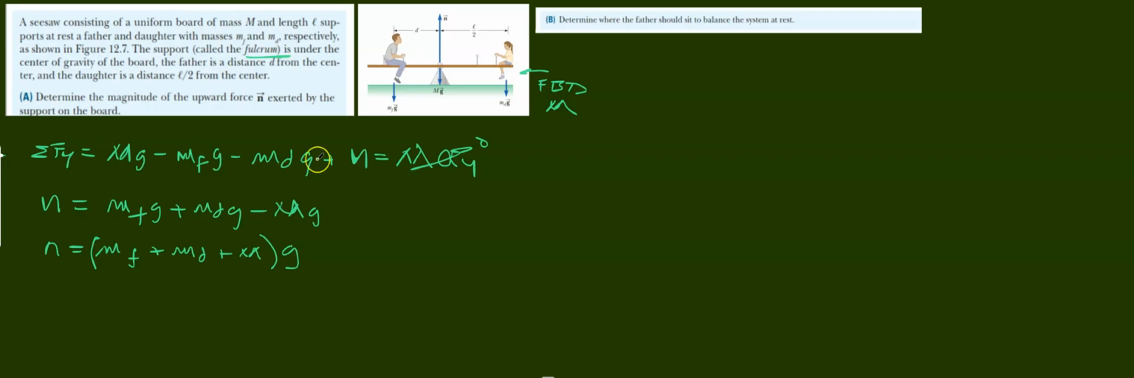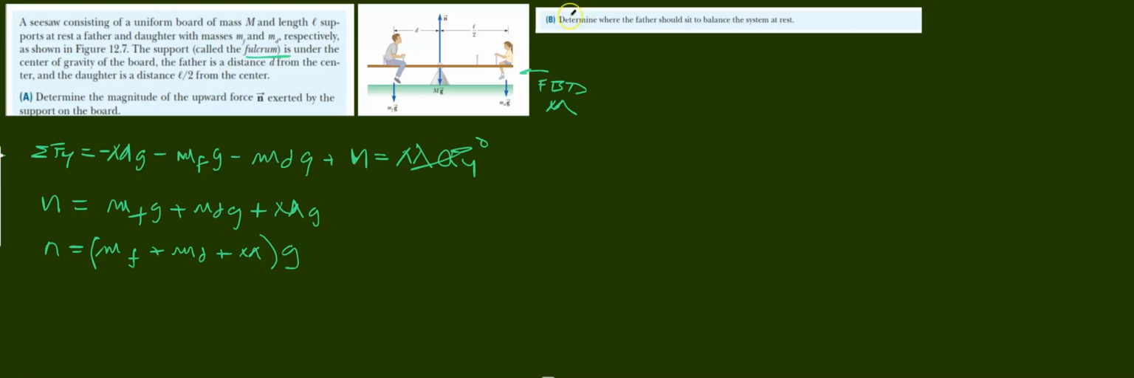3. And there is a mistake here. This should be negative. Right. So plus, there you go, plus. That's right. That's what it needs to be. Negative is going down, the weight of the board.